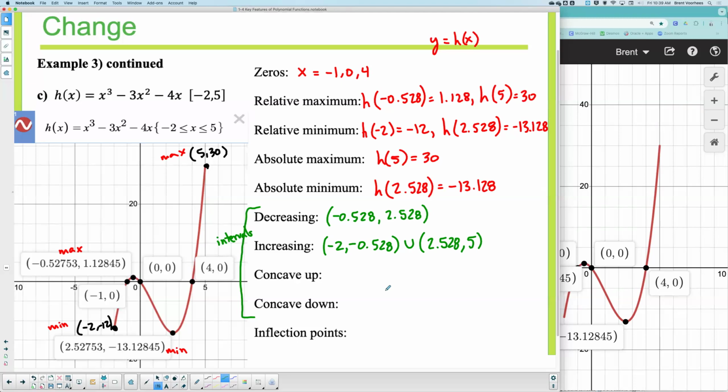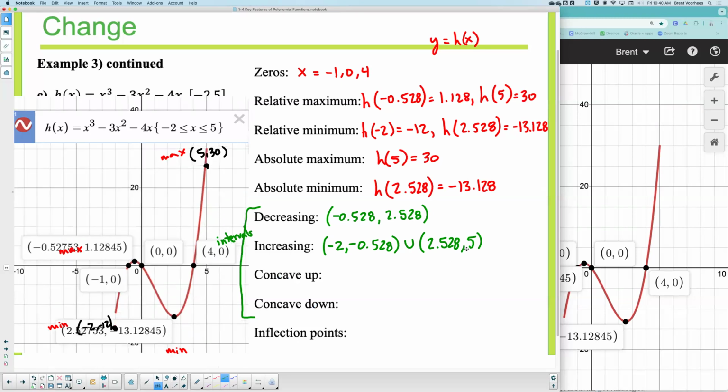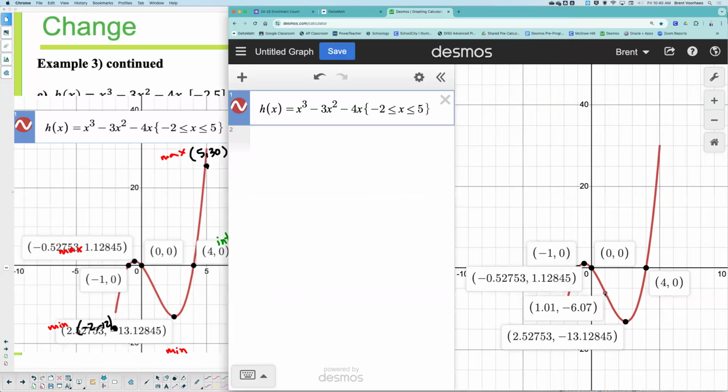How about concave down and concave up? What's this first part of the graph? Concave down, and now we could click and find the point. I know the math here. The concavity changes, right? There it is. 1, -6, that's where it actually switches. You don't know why yet. I'll show you why later.